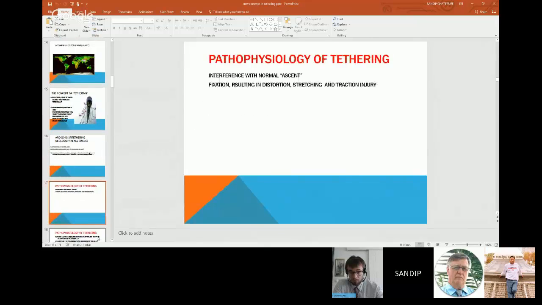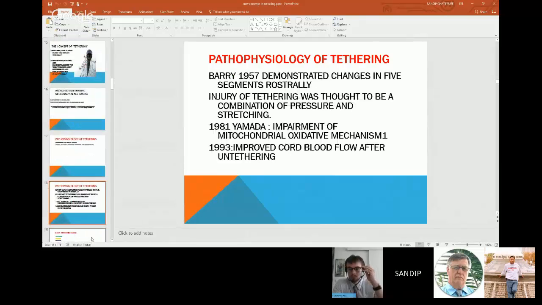So let's go back and look at the pathophysiology of tethering. What exactly happens in tethering? First, we've said there is interference with normal ascent. This results in the cord getting fixed, causes distortion, stretching, and leads to traction injury. And we know that long ago in 1957, it's been demonstrated that this tethering affects not only the cord, it affects 5 segments rostral to the point of tethering.